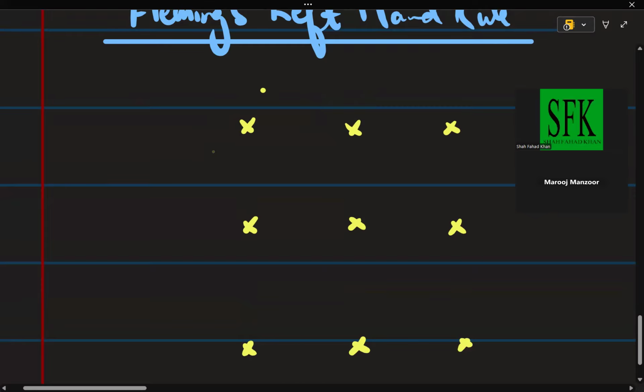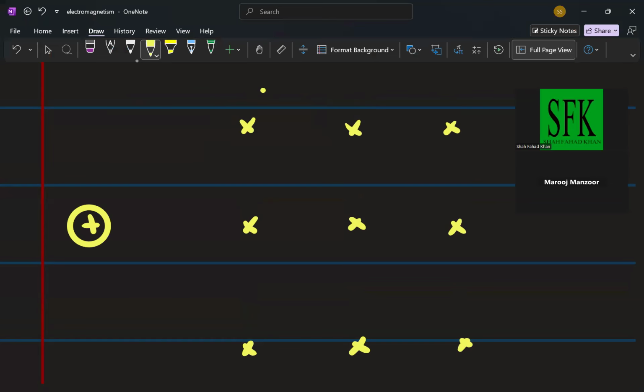Now, if we have a charged particle, a positively charged particle, for example, entering from the left-hand side. Now, this charged particle is entering the field, okay? That's the thing. You need to understand the directions.